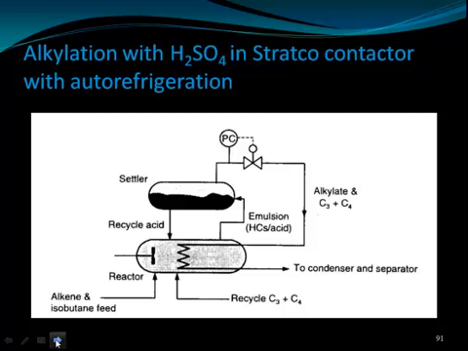So alkylation with sulfuric acid in a Stratco contactor with auto-refrigeration. So here what happens, the alkene and isobutane feed is fed into the reactor, it is well mixed, and then the reaction is allowed to take place.